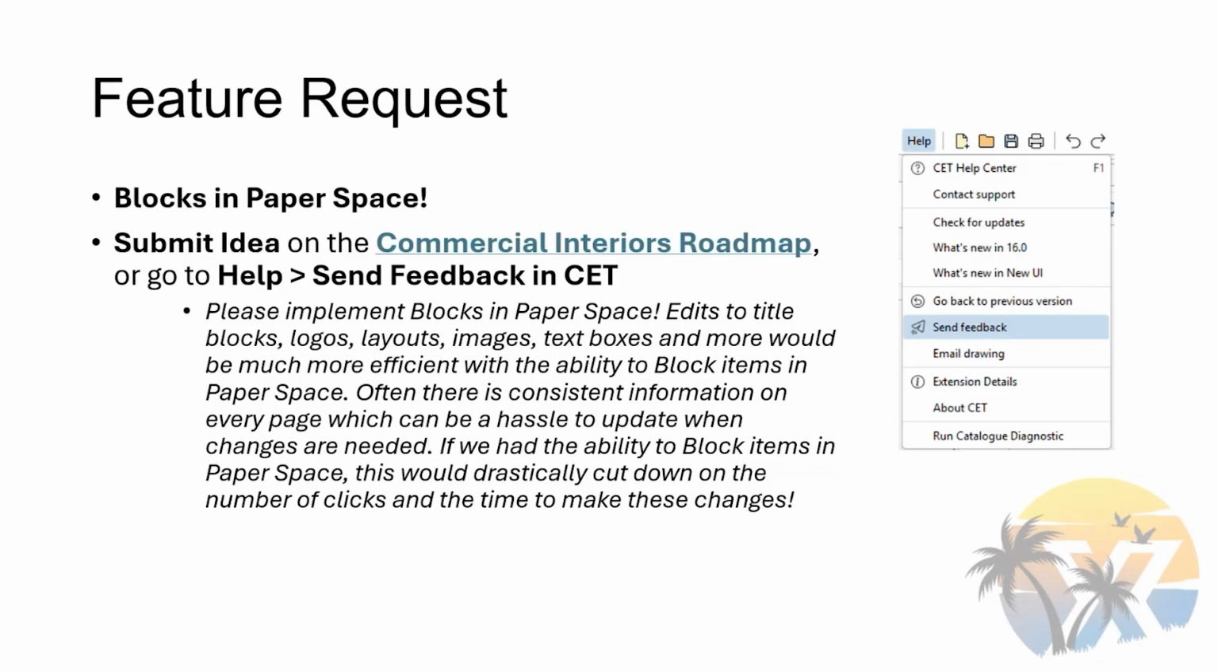So if you agree and you think that this may also benefit your workflow, please also submit this as a feature request. There are 2 ways you can go about that. You can either do that on the Commercial Interiors Roadmap by clicking Submit an Idea up in the upper right-hand corner, or go to Help, Send Feedback in CET. And you can simply copy and paste this italicized text and hit Submit. So it should be a fairly quick thing to do once you get back from the conference.